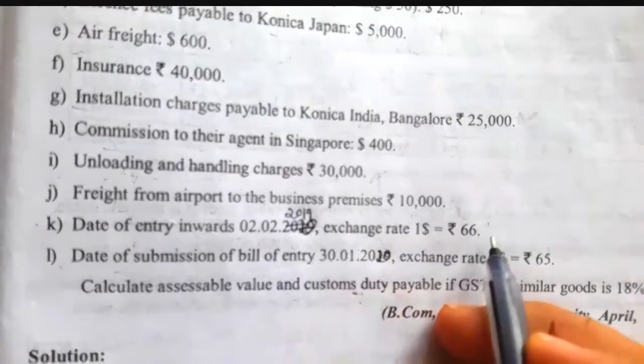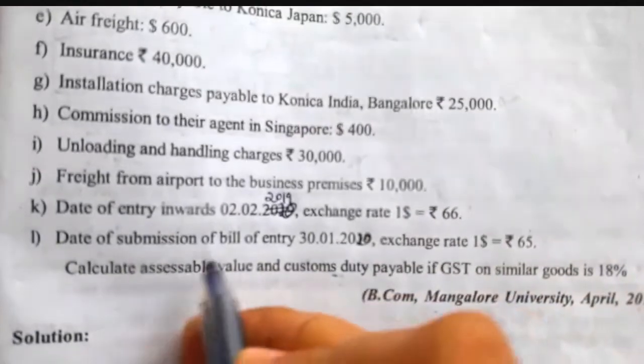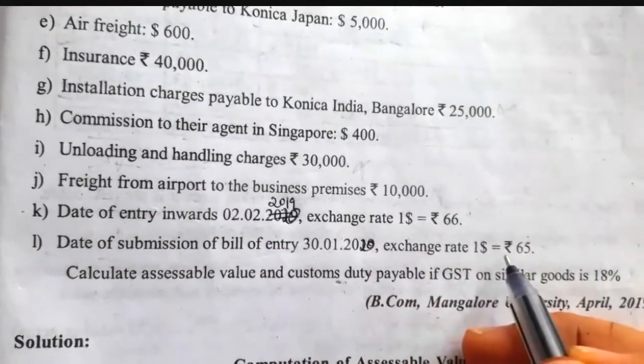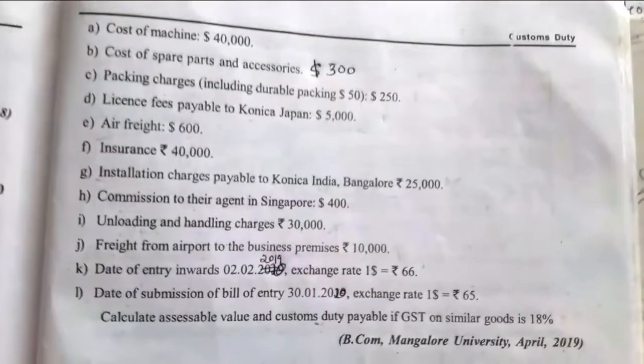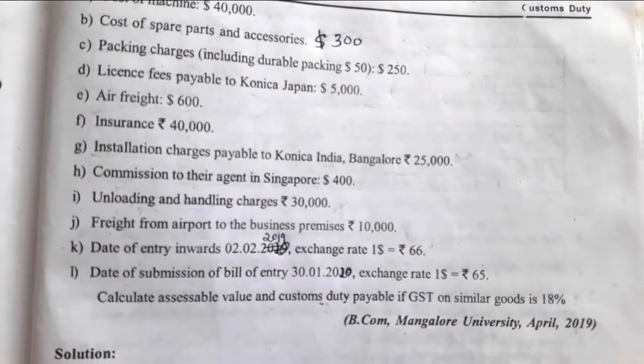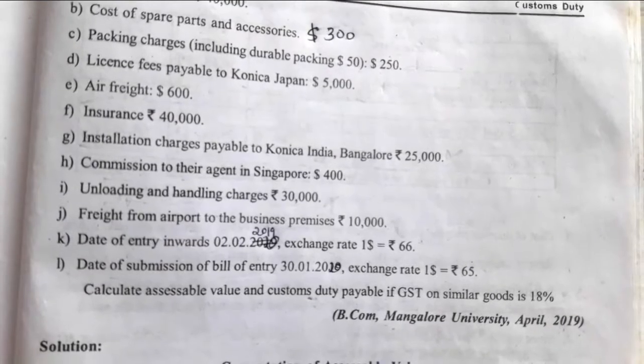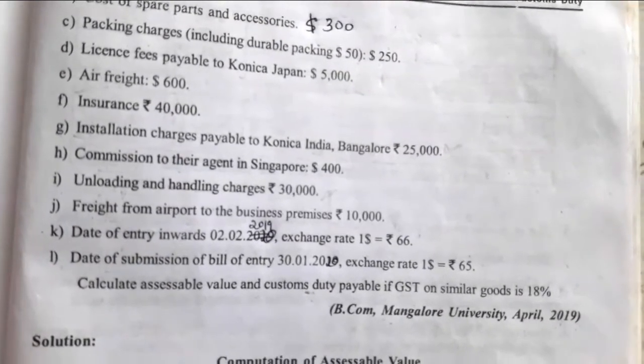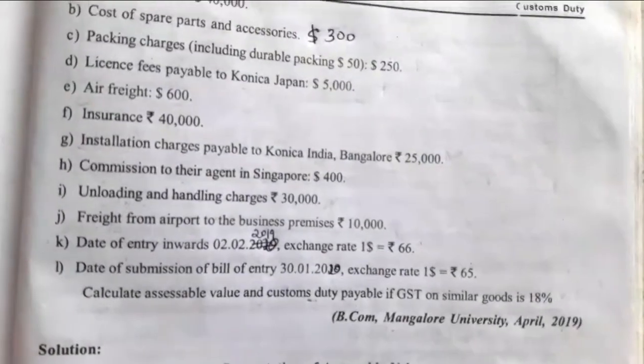Next, date of entry inward is 2nd February 2019. Exchange rate is $1 equal to rupees 66. Date of submission of bill of entry 30th Jan 2020. Exchange rate is $1 equal to 65. Here we have to compute the assessable value and customs duty payable if GST on similar goods is 18%. So this illustration was asked in the year 2019 question paper.